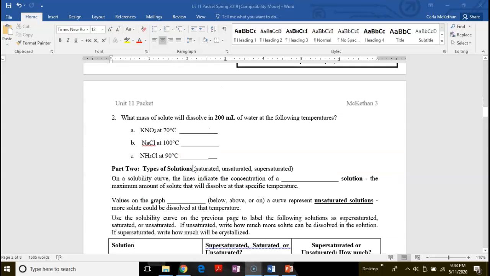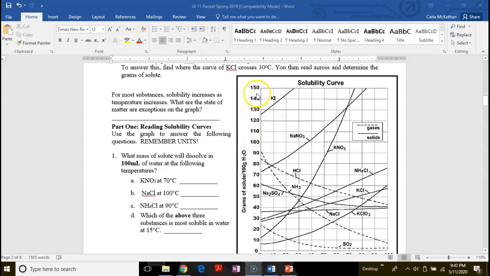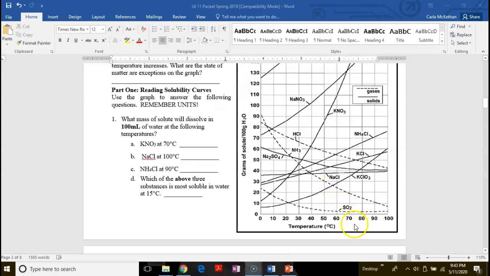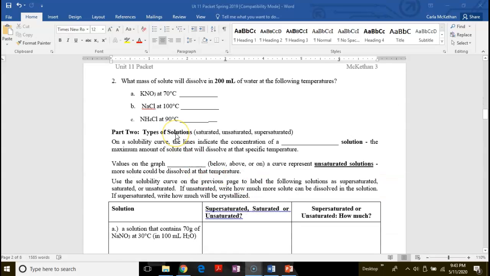We want to do number 2, which says, what mass of solid will dissolve in 200 milliliters of water? The same thing, potassium nitrate at 70 degrees. So we just discovered that 140 grams will dissolve at 70 degrees for potassium nitrate. Now we want to figure out how much would dissolve in 200 milliliters, which is really twice the amount. You could take that 140 and multiply by 2, but I want to show you how to do it using not dimensional analysis, but ratios, okay?